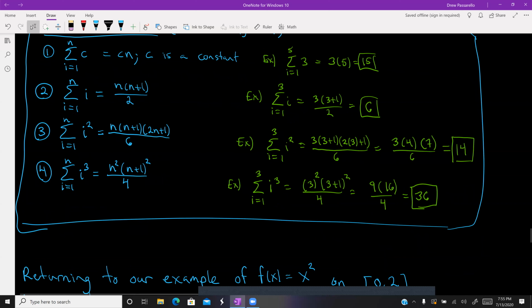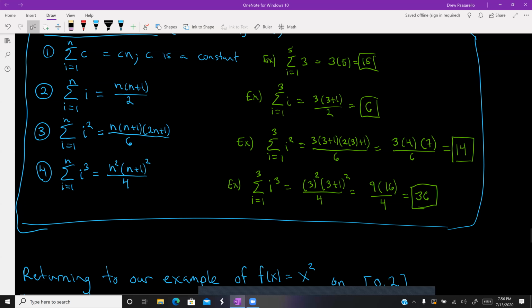For the second formula, if you have just a summation of i, it turns into n times n plus 1 over 2. So for example, if I had the summation from i equals 1 to 3, in this case n is 3, it would be 3 times 3 plus 1 over 2. That's 3 times 4 is 12, divided by 2 is 6.